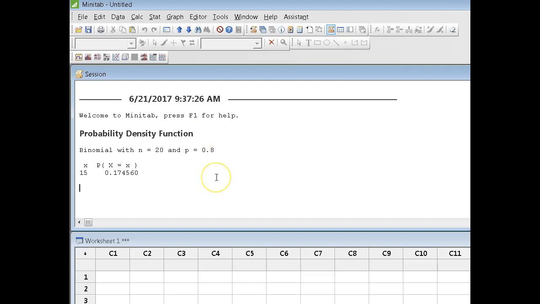Now, a couple of things to note about this display. First of all, Minitab prints this out and says this is a probability density function. What that means is that the answer we have is the probability that x is precisely equal to a particular value. Note this symbol right here says equal to. So when small x is equal to 15, the probability that large X is equal to small x, so the probability that X is equal to 15, will be equal to 0.17456.